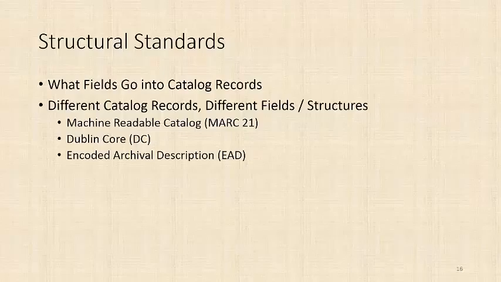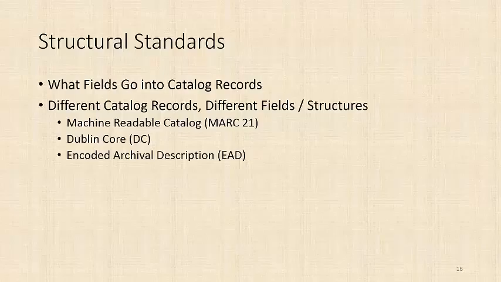Structural standards: what fields do you use in a catalog record? For our finding aids, DACS, Describing Archives: A Content Standard, second edition, we often refer to it as DACS 2, sets up both the structural standards, those elements that you have to include, and it's a content standard. What kind of language do you use in each of those fields to prepare the content for those fields?